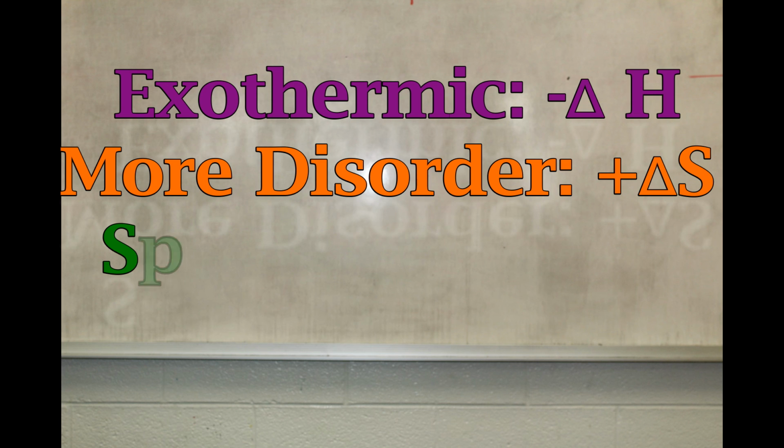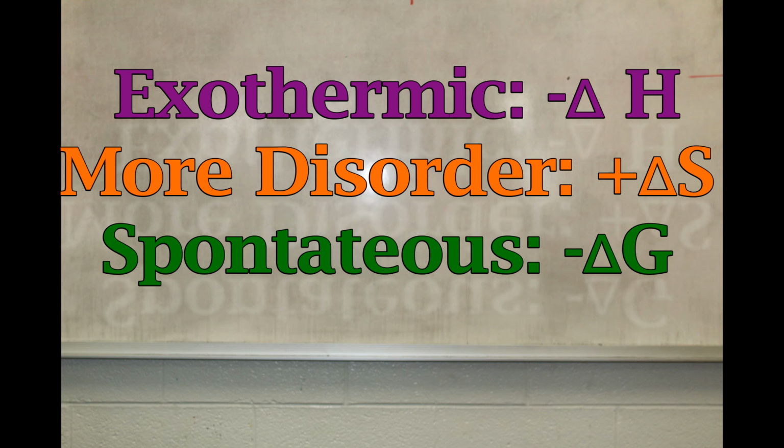Correct again. Good job. D. A negative delta H, because it is exothermic, releasing heat. It is also increasing in disorder, meaning there is a positive delta S, and the reaction is spontaneous, meaning a negative delta G.